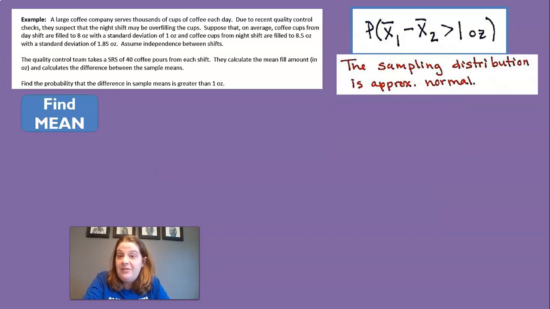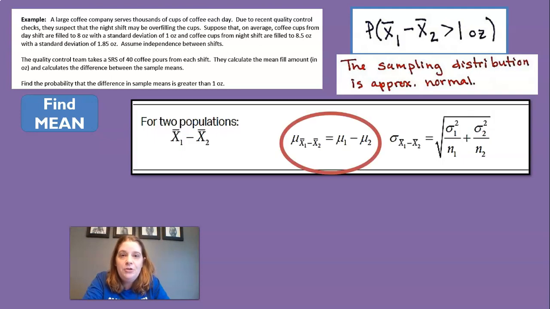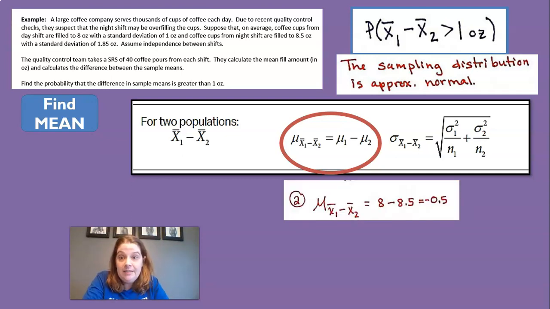Next thing I'm going to do is find the mean. For 2 populations, I know that the mean of x bar 1 minus x bar 2 is going to be mu1 minus mu2. So I'm going to take 8, which is mu1, minus 8.5, which is mu2, and I get negative 0.5. Now again, this number can be positive or negative. It's not that big of a deal because it depends on what direction you subtract them.